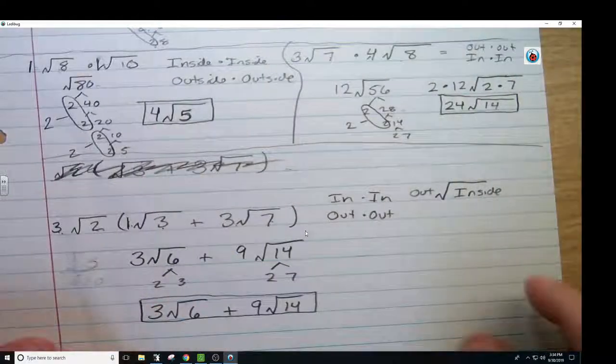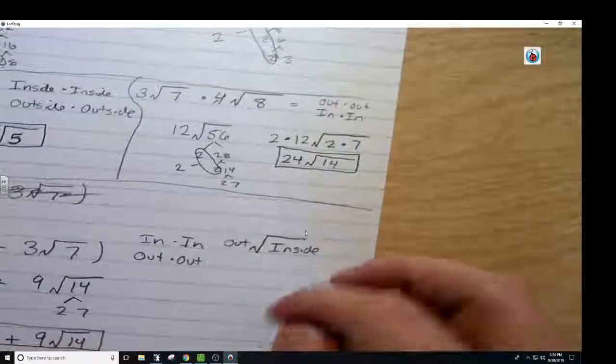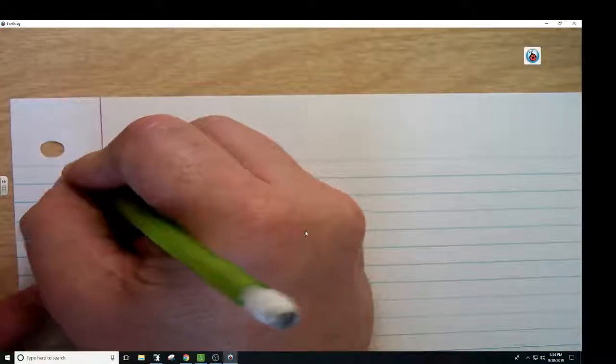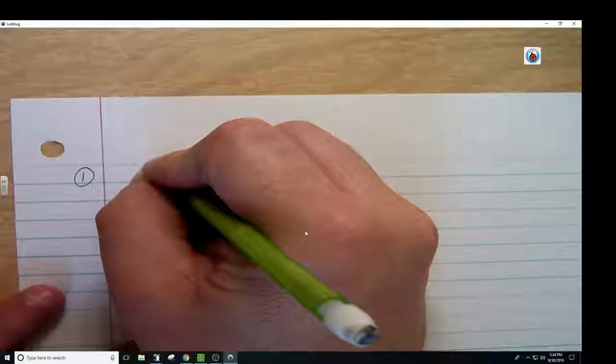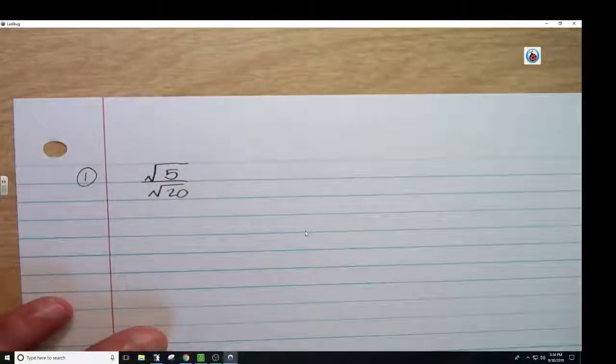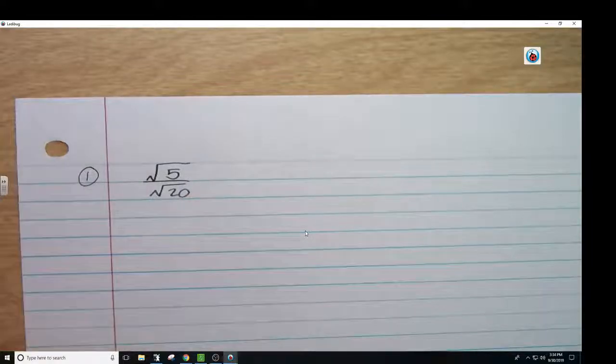Okay. Now, I'm going to go over here to the side here. Okay. And I'm going to work out, well, let me just get another sheet of paper. All right. Let's talk about dividing radicals. Square root of 5 over the square root of 20. Now, there's several ways to do this. I was taught another way. I'm going to show you the way I think is the easiest way.